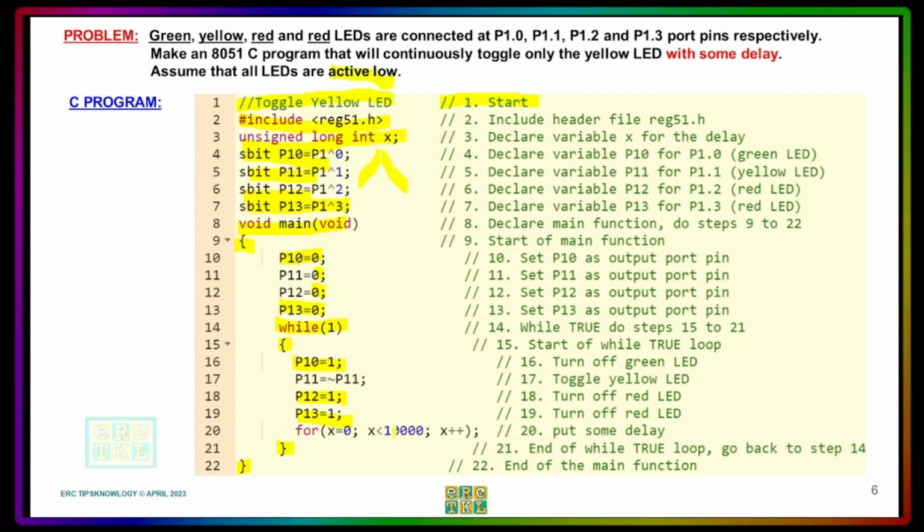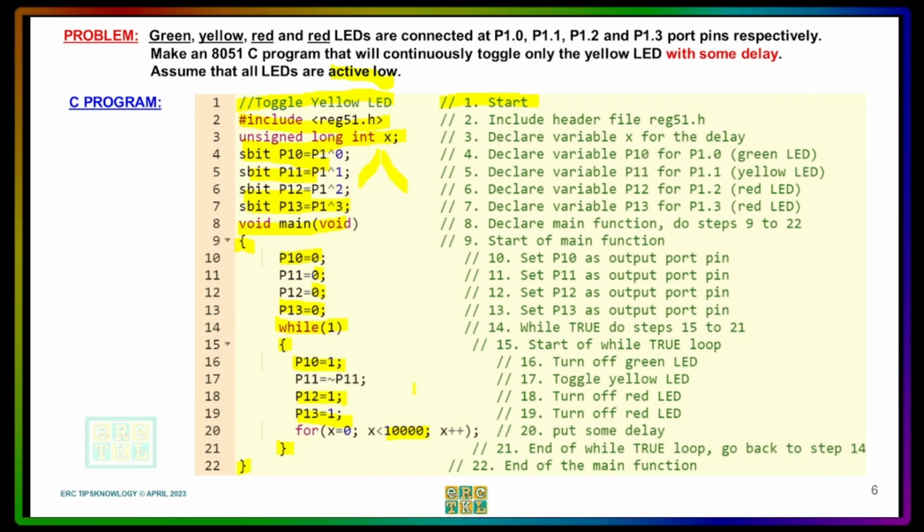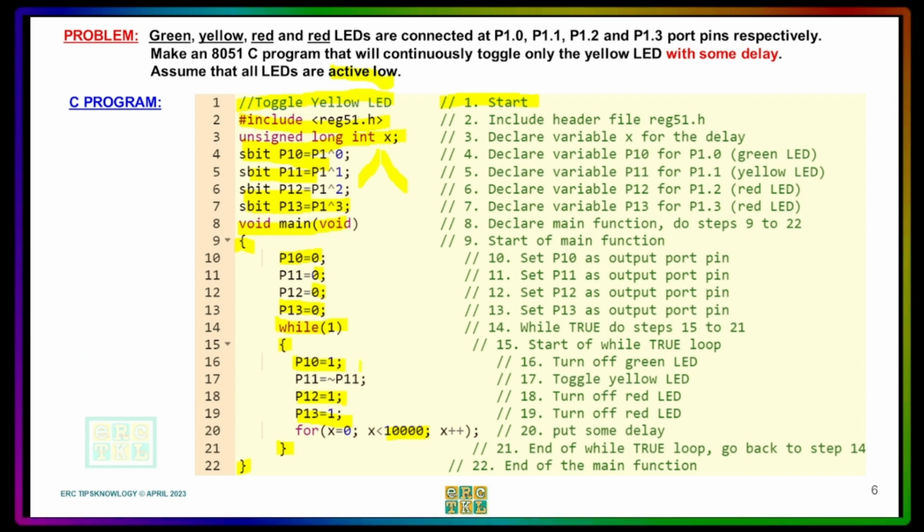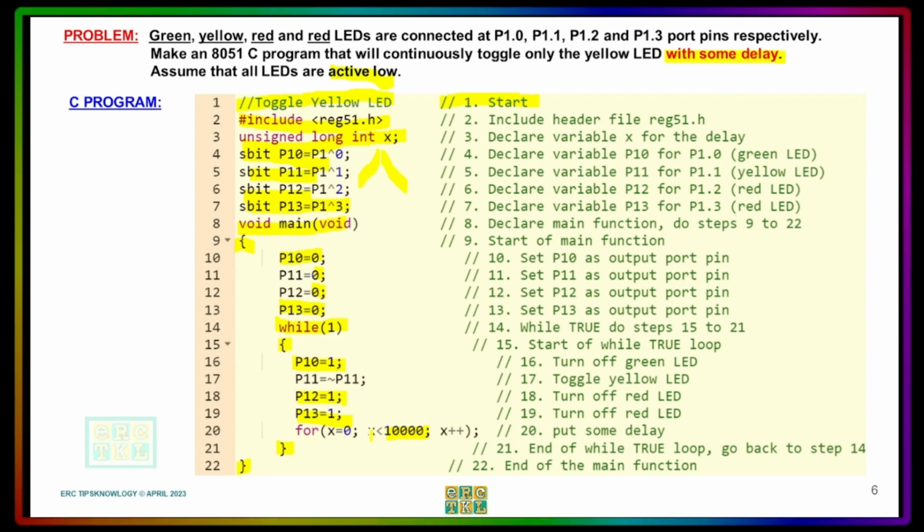And we have here, we have used 10,000. This is approximately 1 second, although it's not exactly 1 second because we can only have an exact value of 1 second if we are in the timer delay. But this is just a normal for loop delay. That's why you see here with some delay. So it means it's not necessary to use 10,000. You can use any other number as long as the blinking of the LED can still be observed while you are running the program or you're executing the program.